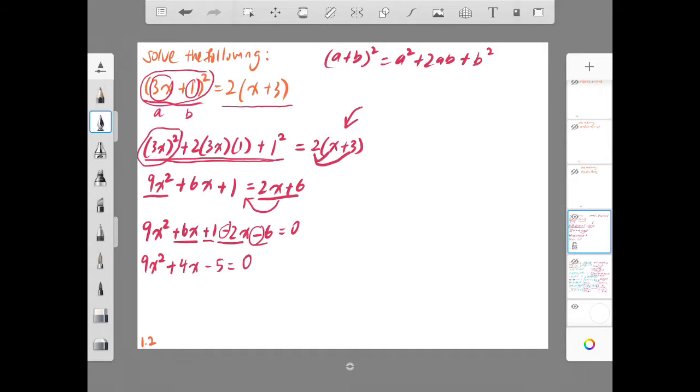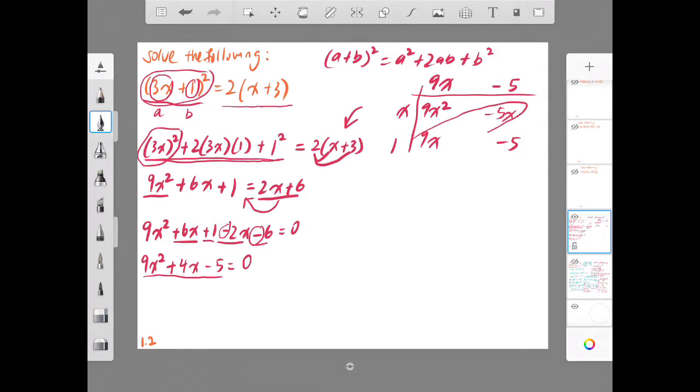Alright, so for this part of the equation, I'm going to factorize this using the multiplication frame. Alright, so this will become like that. So 9x square negative 5, so 9x and x, right? And this will be negative 5 and 1. So 9x and negative 5x. So this will give us 4x. Alright, so the factors are 9x minus 5 and x plus 1 equals to 0.